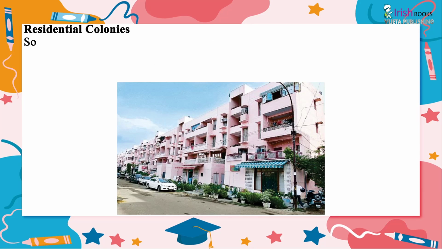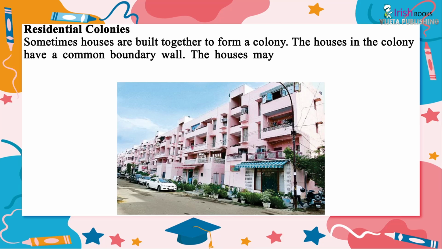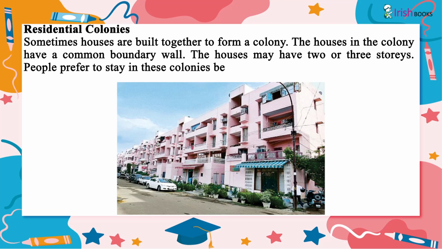Residential colonies. Sometimes houses are built together to form a colony. The houses in the colony have a common boundary wall. The houses may have 2 or 3 stories. People prefer to stay in these colonies because they feel safe there.